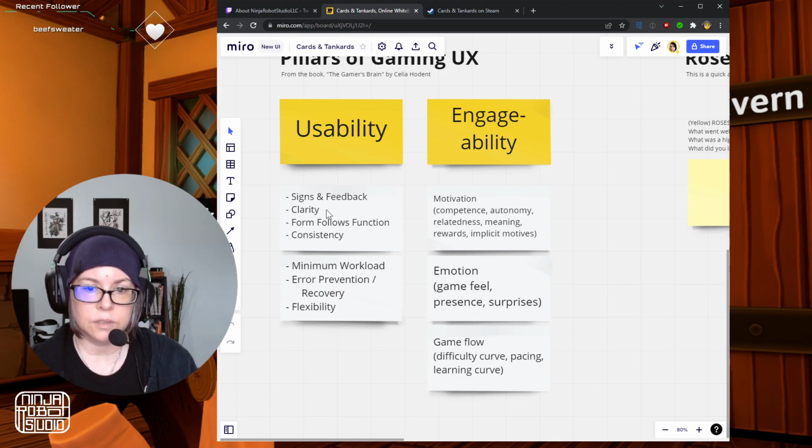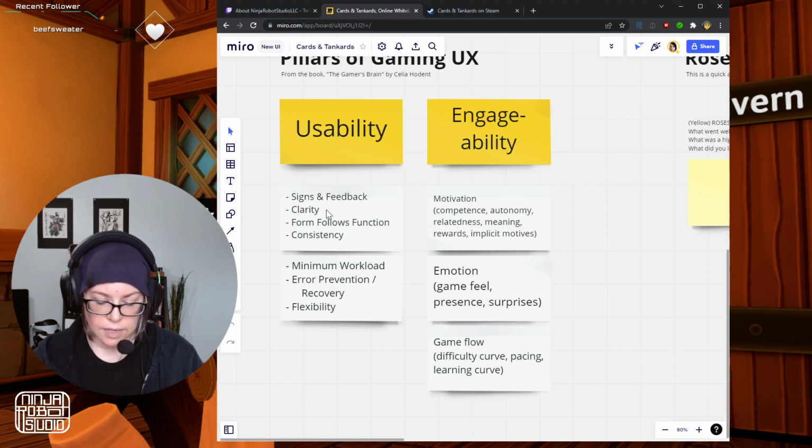Then clarity: all of the signs and feedback should be perceivable and clear to avoid any kind of confusion.